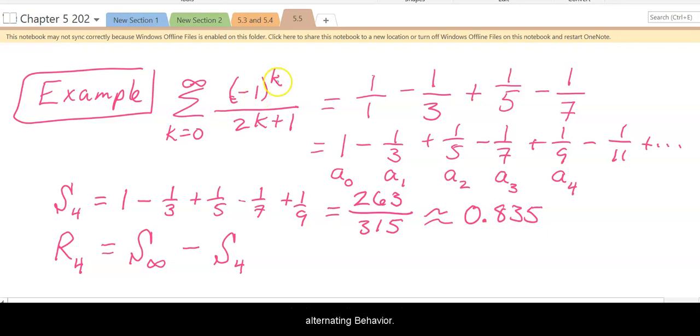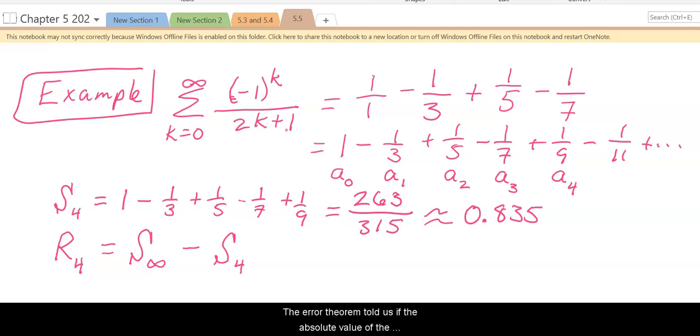I can see the alternating behavior. I know if I took the limit of 1 over 2k plus 1, it would go to 0. And I can also compute that 1 over 2k plus 1 would produce a strictly decreasing sequence by taking the first derivative. Thus, by the alternating series test, I know it converges. Now I'm trying to figure out what is the error from using those 5 terms to approximate it.